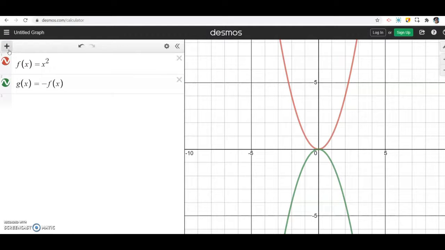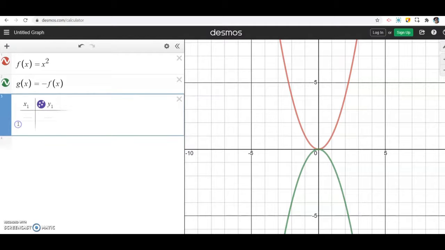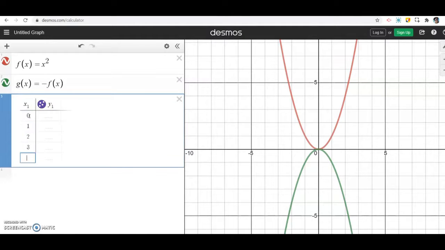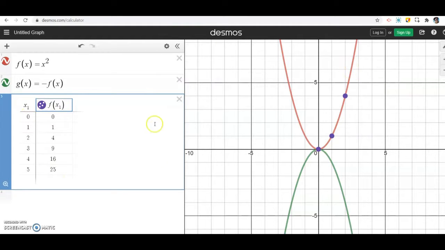Nope. There we go. If we add a table, no, I want my table down here. I'm a little picky. Okay, if we add a table here, you can go 0, 1, 2, 3, 4, 5, and you say, wait, why didn't it fill in the table? Well, instead of y1, we want to put f of x. And instead of x, we want to put x1, so it uses our x1s from our table. And bam, there it goes. It filled in your table, and here's our points.